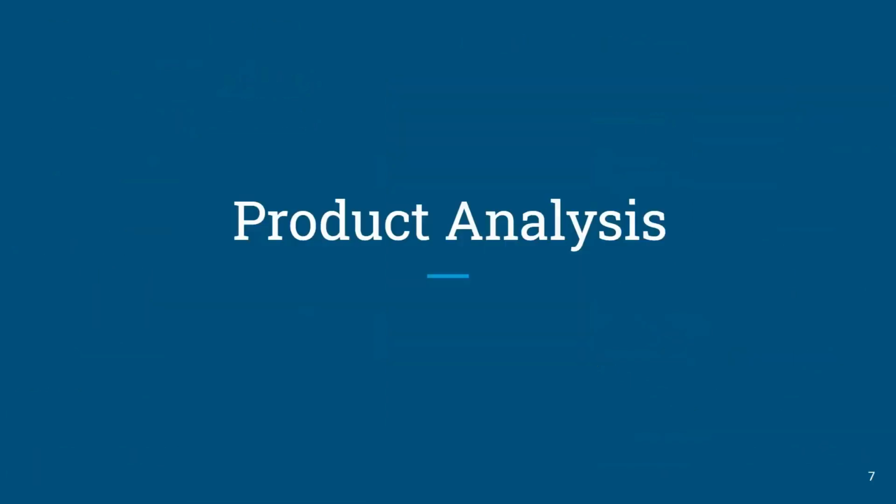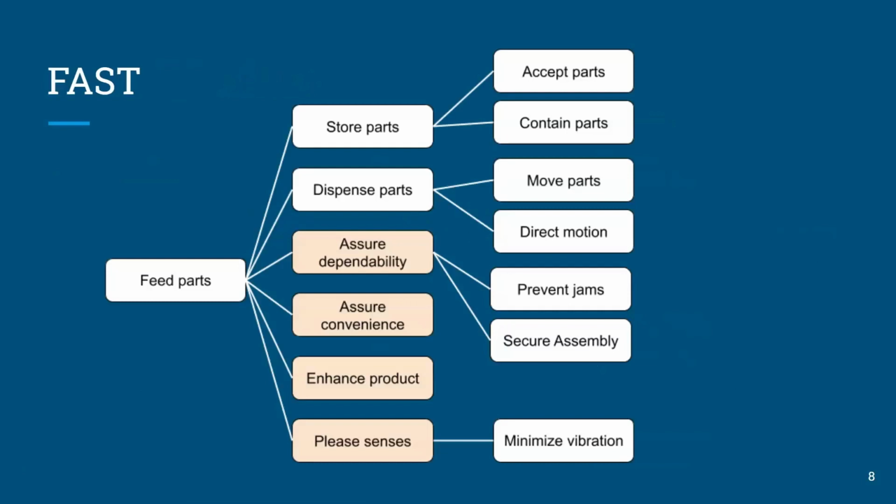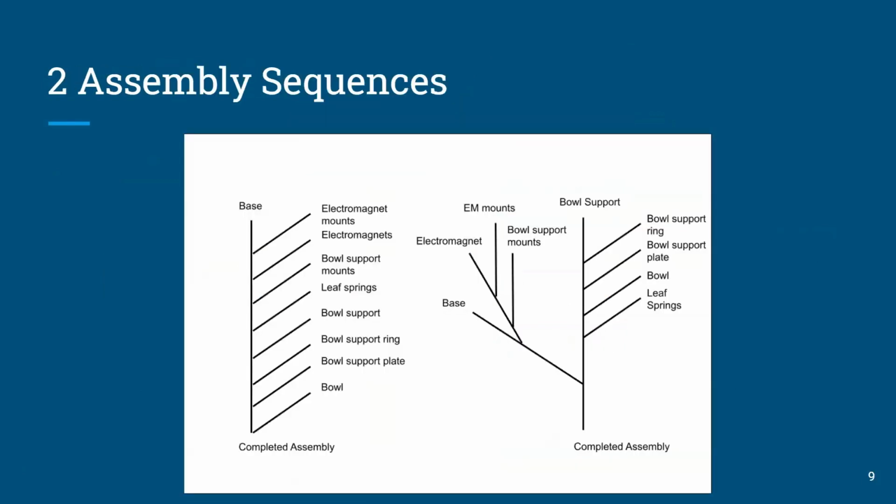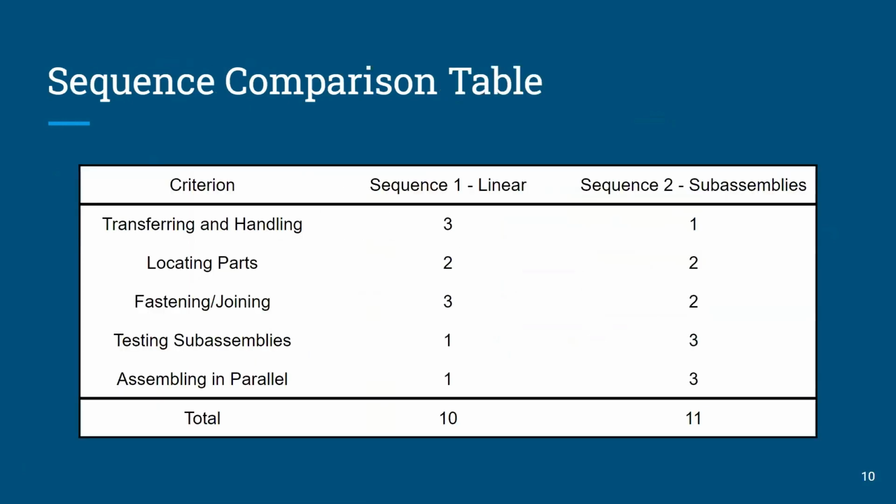This is the product analysis. First, we have our FAST. It describes the functions our product will be doing. Then we have the assembly sequences. The one on the right will be the one we focus on when in design for assembly. These are the two comparison sequence tables, and then it shows the difference between them.